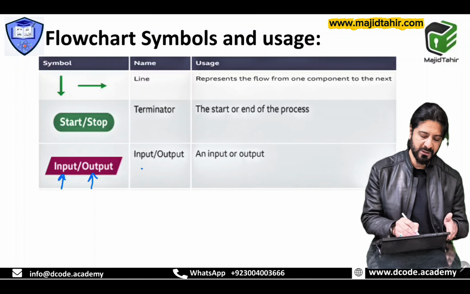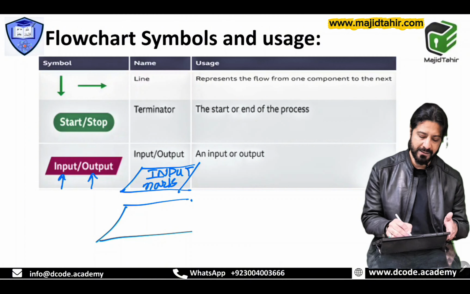So when we have input symbol, if we have to give some input, we will write down input in it. Let's suppose I'm going to input marks. So input marks. And if I'm outputting something, I will make the same symbol, write down output in it. And let's suppose I will say output your marks. Whatever value the variable marks has will be displayed.